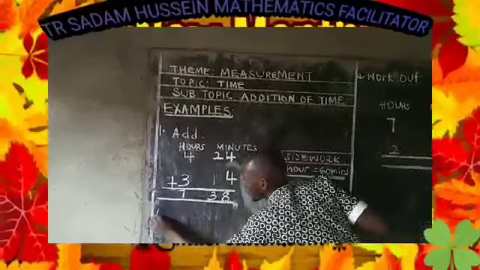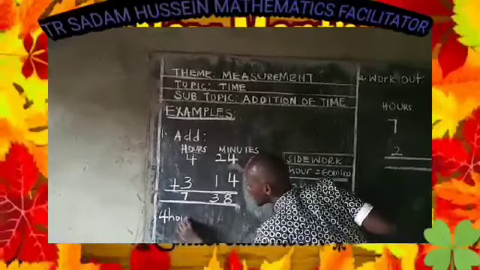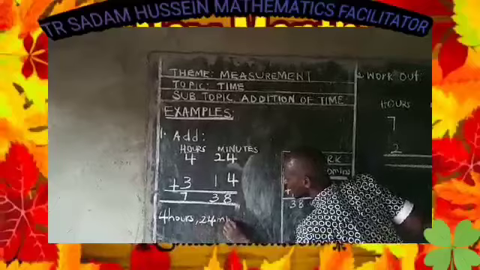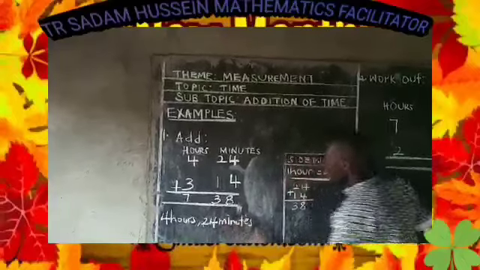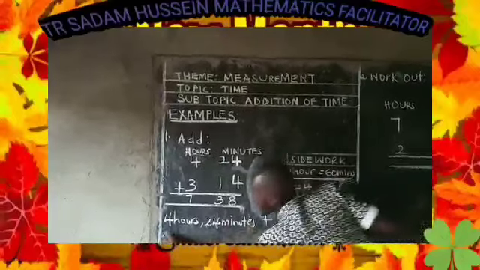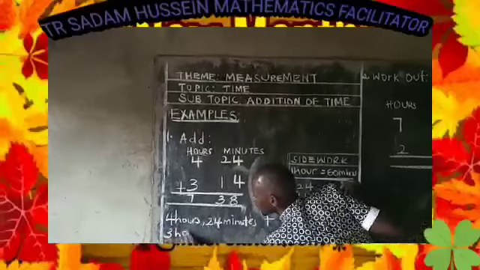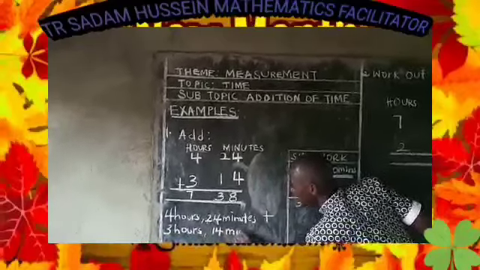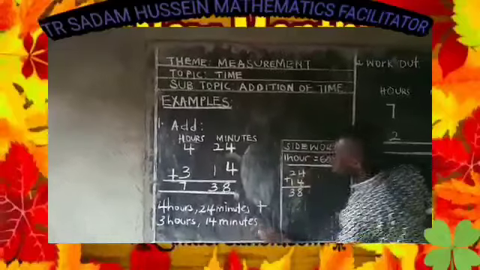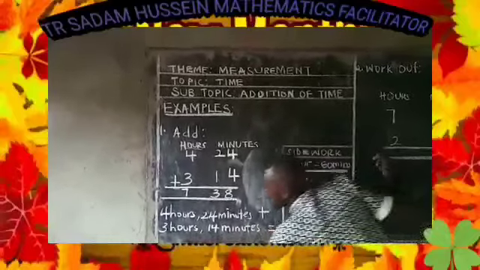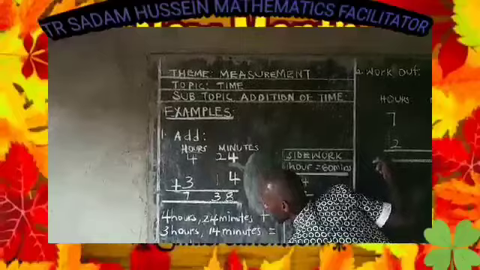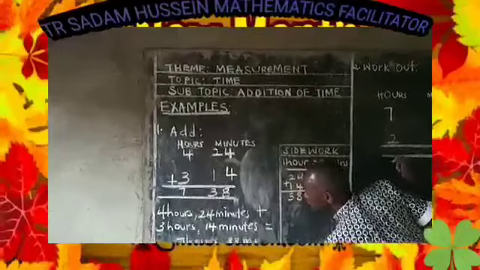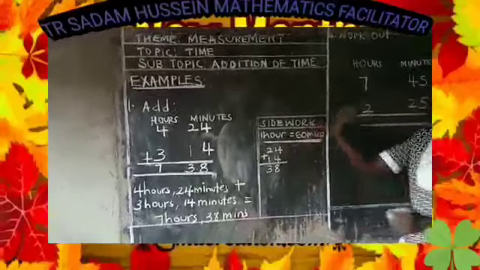That means 4 hours, 24 minutes, plus 3 hours, 14 minutes equals 7 hours, 38 minutes. Very simple, just by comparing.